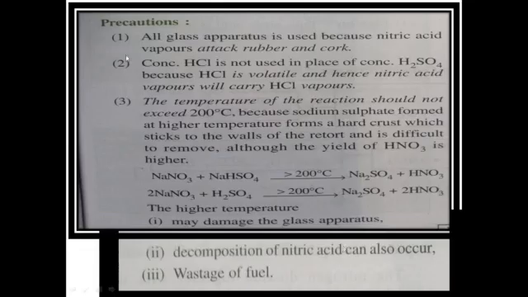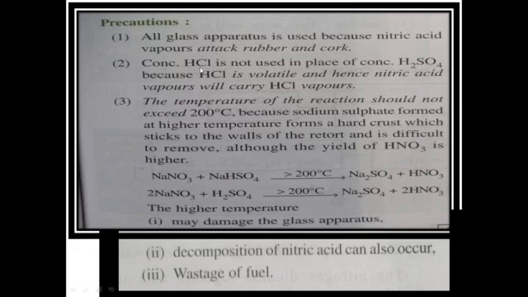Then what are the precautions we need to follow while preparing nitric acid in the lab? All glass apparatus is used because nitric acid vapors attack rubber and cork. That means it can corrode rubber or cork.